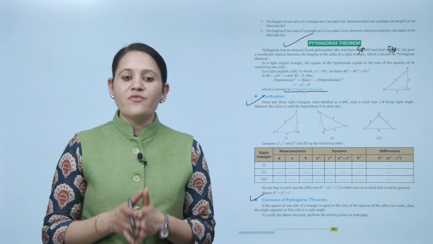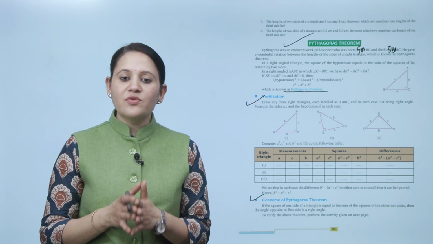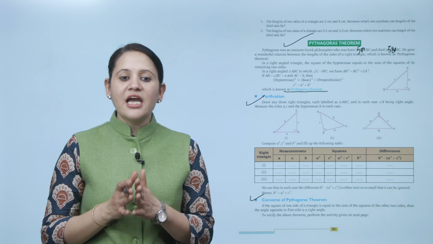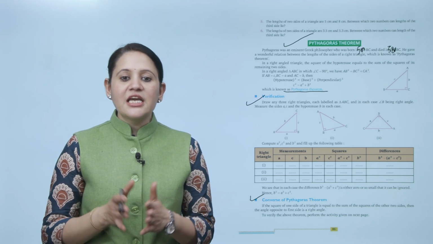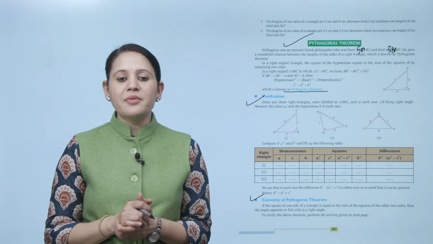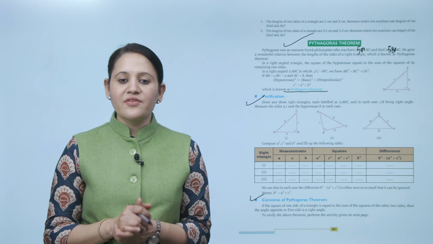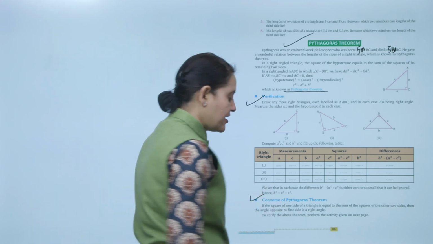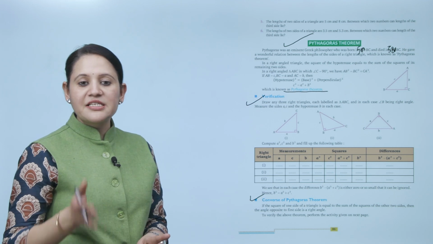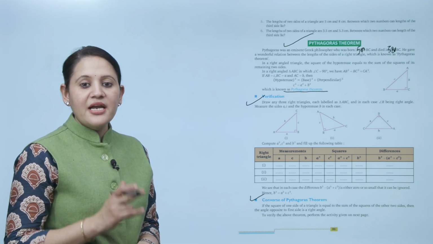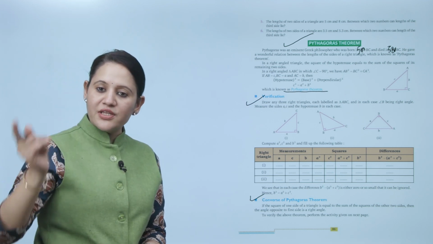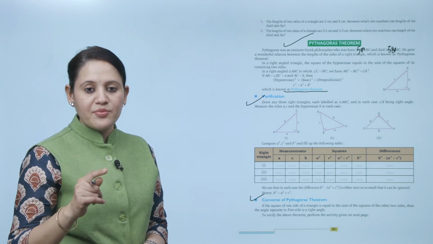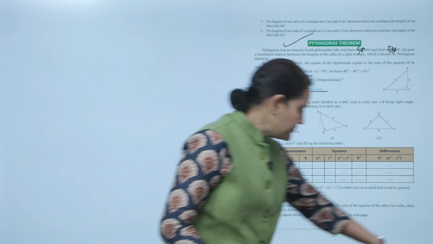If the square of one side of the triangle is equal to the sum of the squares of the other two sides, then the angle opposite the first side is a right angle. To verify the above theorem, perform the activity given on the next page. So, according to this property, if the square of one side of a triangle is equal to the sum of squares of the other two sides, then the angle opposite to the first side is a right angle.